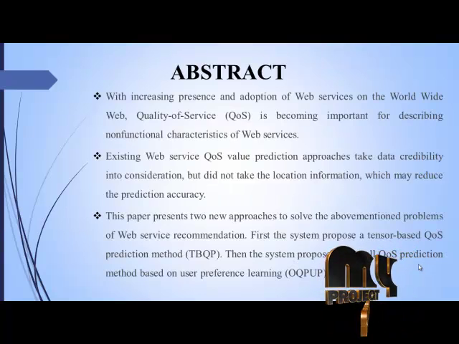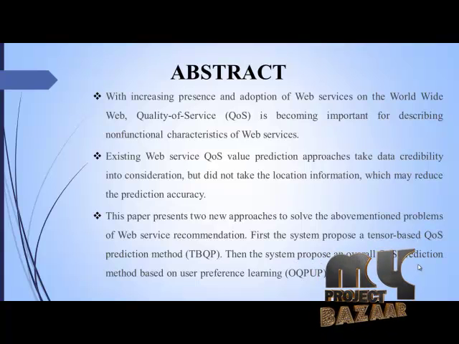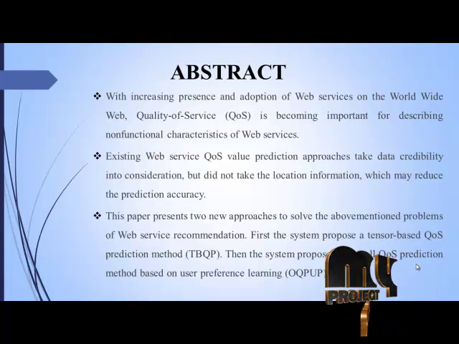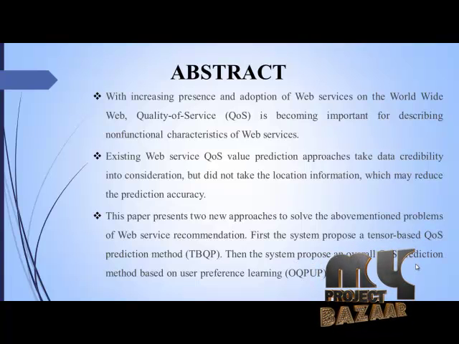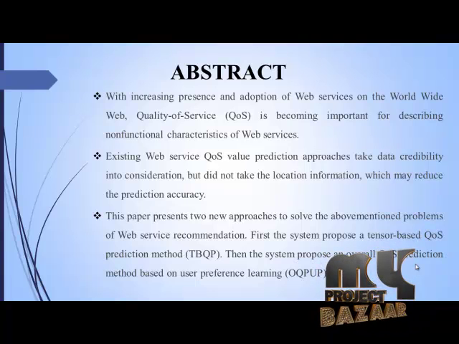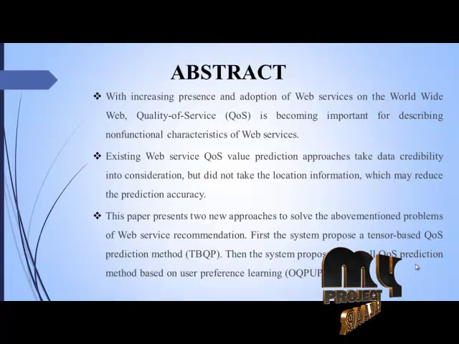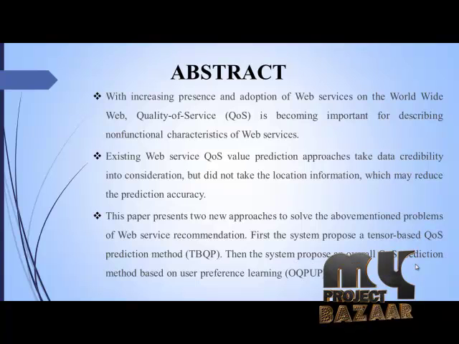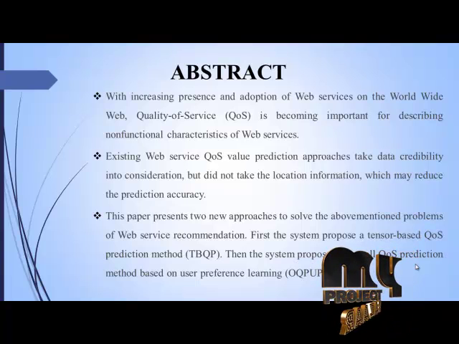Then let's go for discuss about our project abstract. With the increasing presence and adoption of web services on the World Wide Web, quality of web services is becoming important for describing non-functional characteristics of web services. Existing web service QoS value prediction approaches take data credibility into considerations but did not take the location information, which may reduce the prediction accuracy.